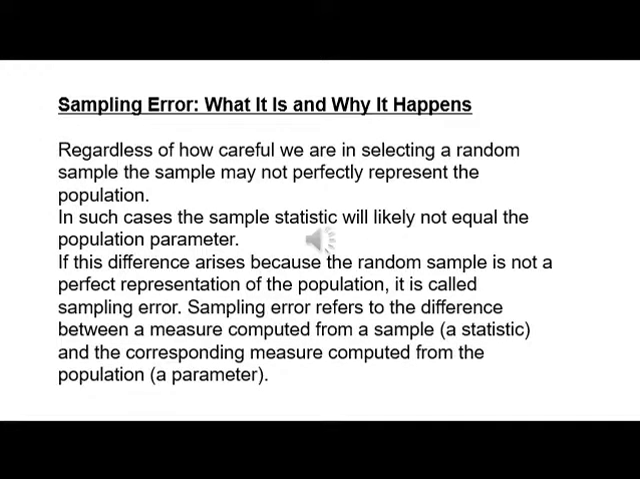Sampling error, what it is and why it happens. Regardless of how careful we are in selecting a random sample, the sample may not perfectly represent the population. In such cases, the sample statistic will likely not equal the population parameter. If this difference arises because the random sample is not a perfect representation of the population, it is called sampling error. Sampling error refers to the difference between a measure computed from a sample, a statistic, and the corresponding measure computed from the population, a parameter.